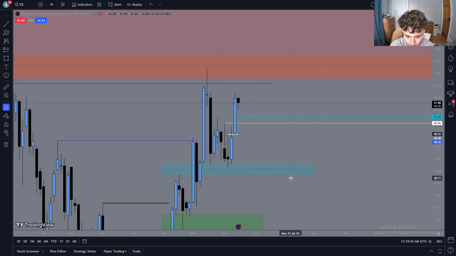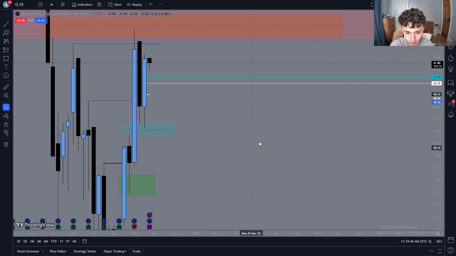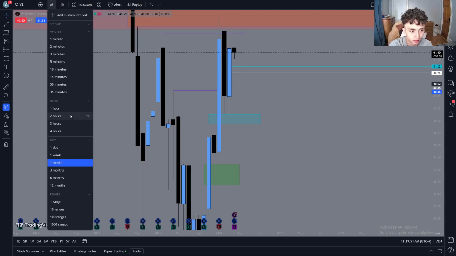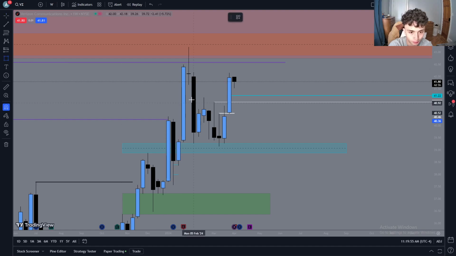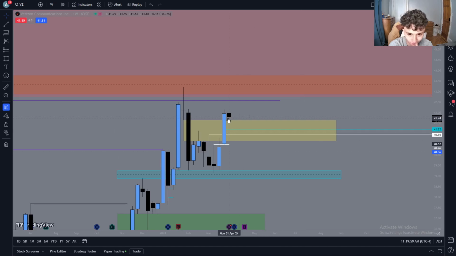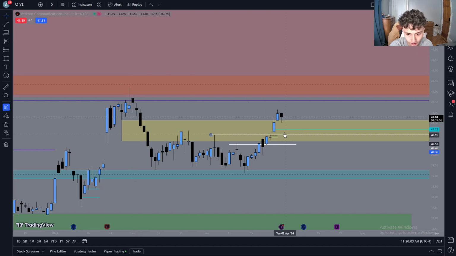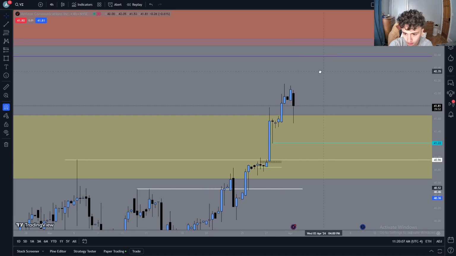Mainly my entry was here, right at this wick, because of this monthly fair value gap tapped into, swept out monthly lows, completely went up. And then I went to a lower time frame to find any other confluence, inverse the fair value gap. Daily looks like shit. Forget it. 4 hours the cleanest chart.